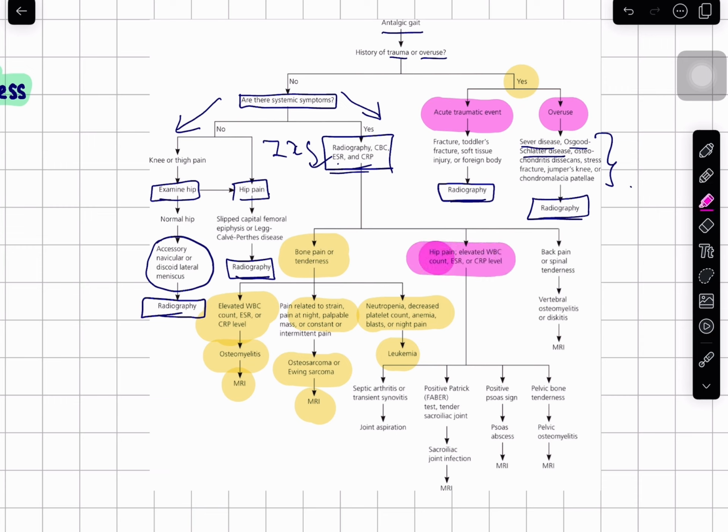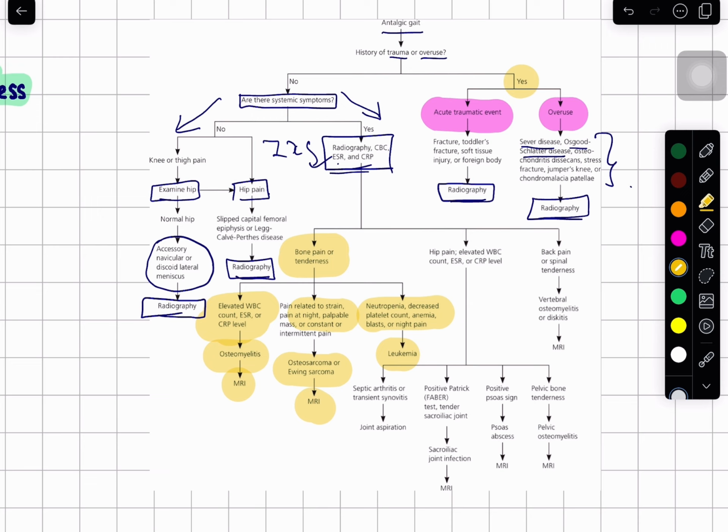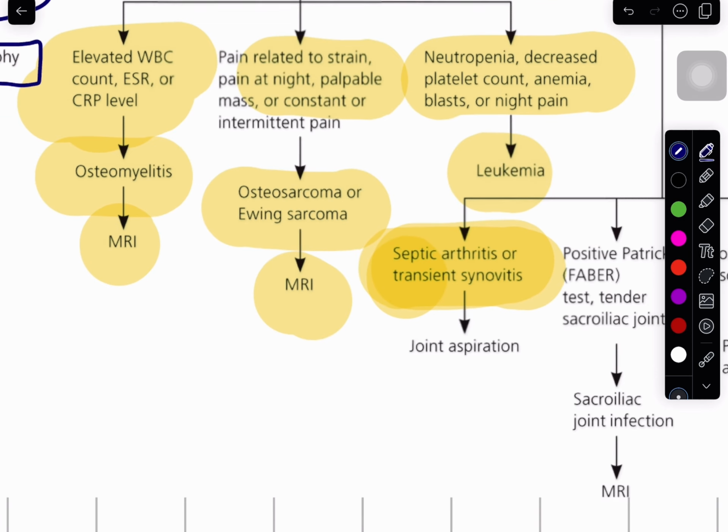If a person is having hip pain, let me choose another color. Having hip pain, elevated WBC count, here there was bone tenderness. Having elevated WBC, ESR, CRP, it is septic arthritis and transient synovitis. You have to remember one thing about transient synovitis and septic arthritis in emergency. Transient synovitis is usually a post-viral syndrome, usually seen after a viral infection. So in history you can ask about any viral infections. For this you can do joint aspiration and culture.